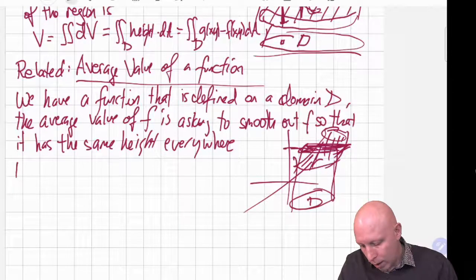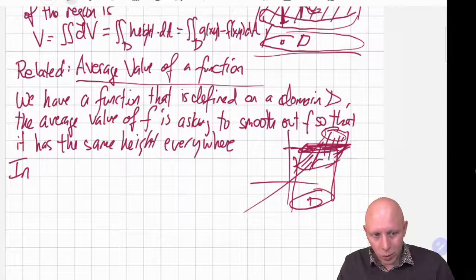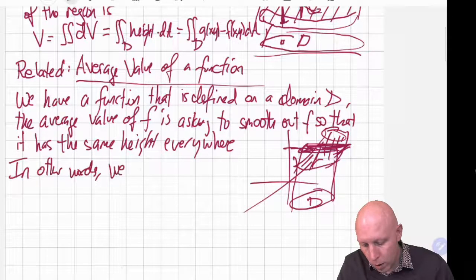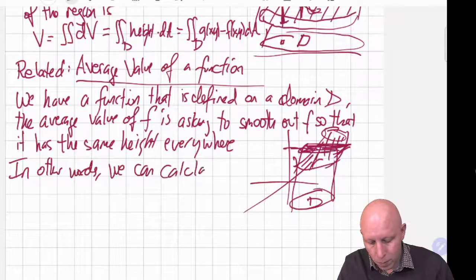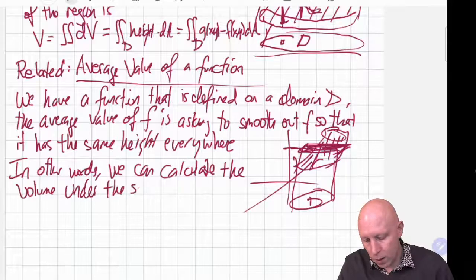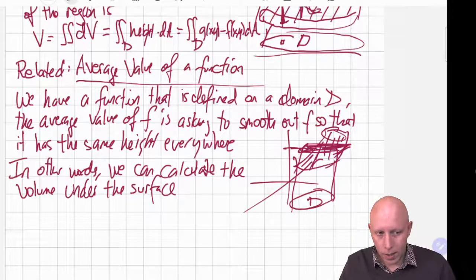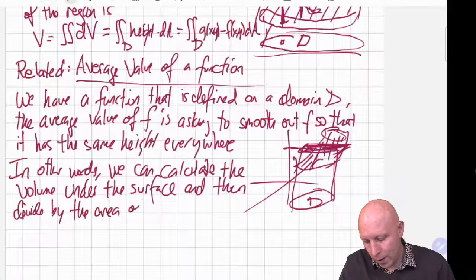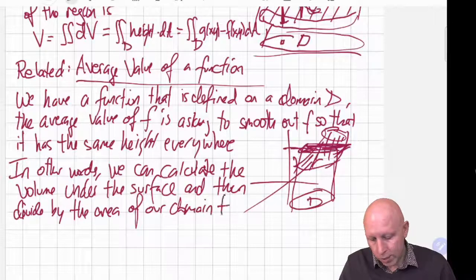So in other words, mathematically, what are we doing? So in other words, we can calculate the volume under the surface and then divide by the area of our domain to find the average height.